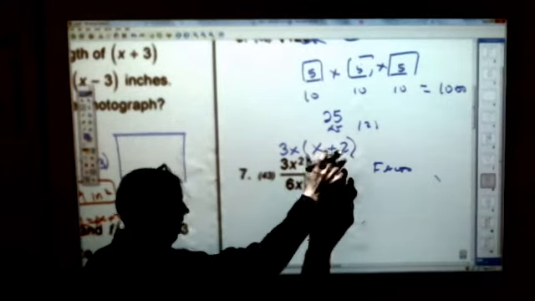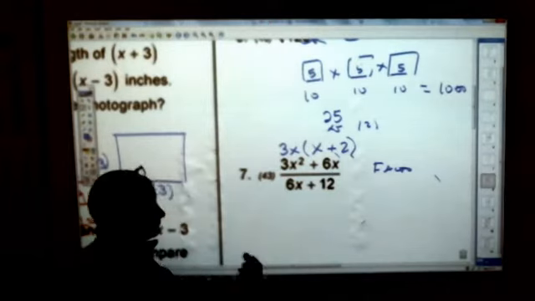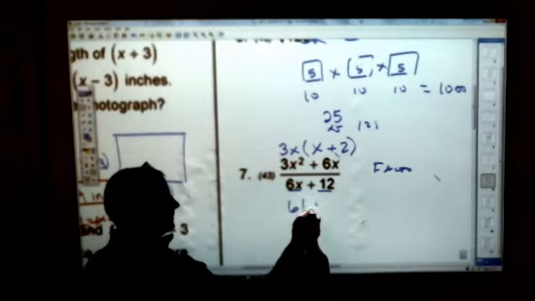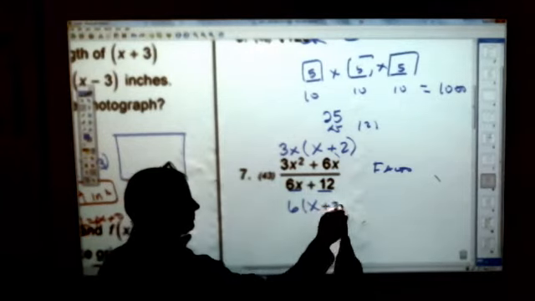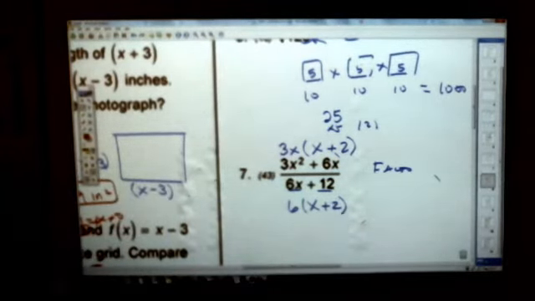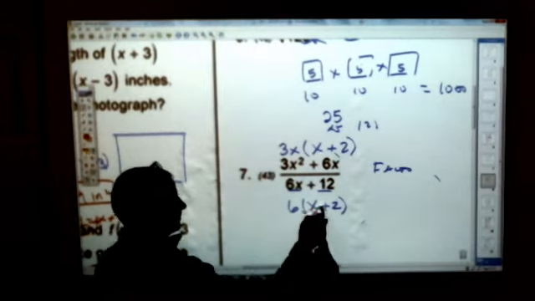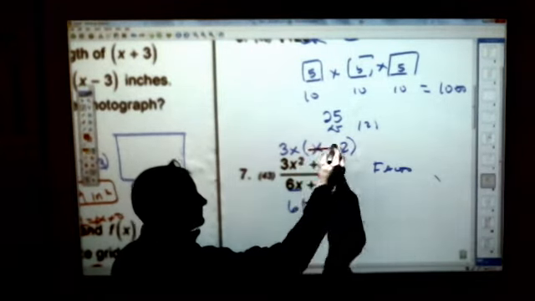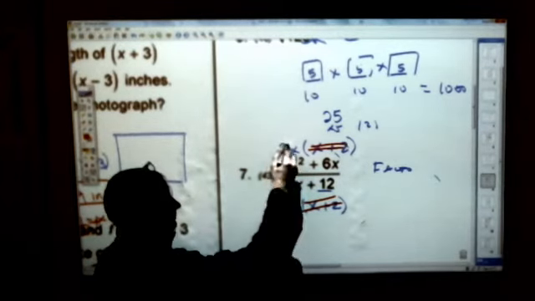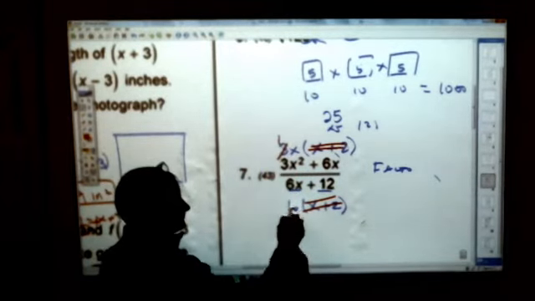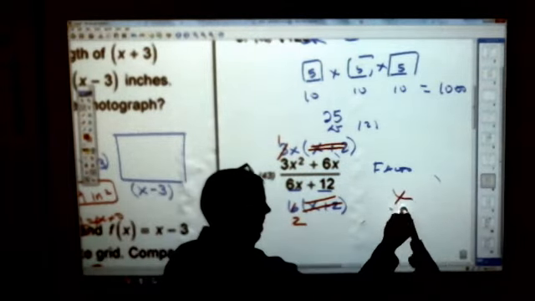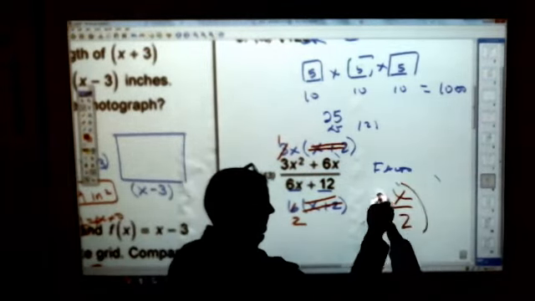those will cross off with the top stuff. What can I take out of both of those? A 6, and I'm left with an x plus 2. Now, boys and girls, now you've got some factors to work with. You can get rid of this x plus 2 because it is the same as this x plus 2. This 6 can cross off with that because 3 goes into both of them. 2 and the x have to stay, so you're left with x over 2.